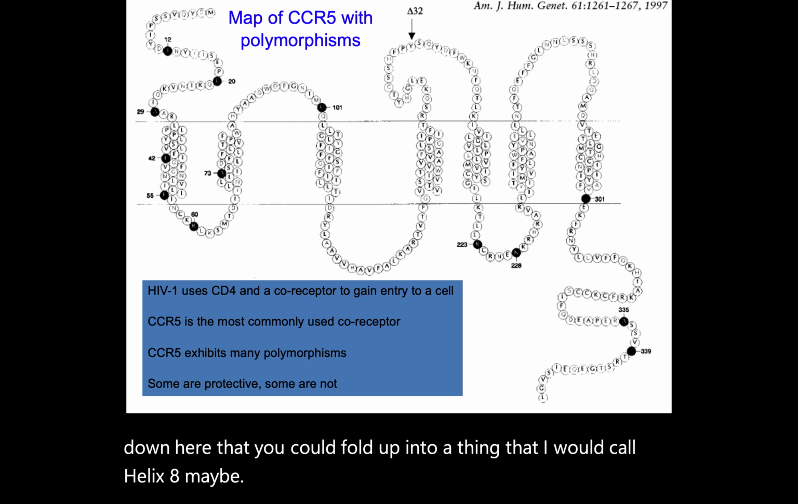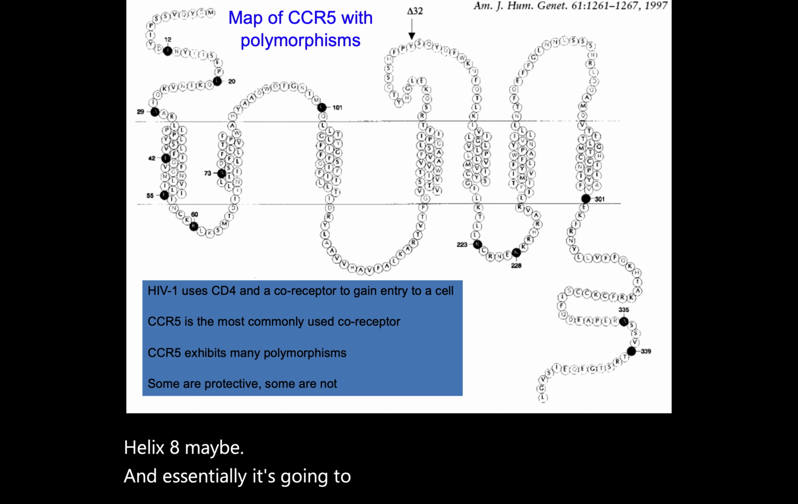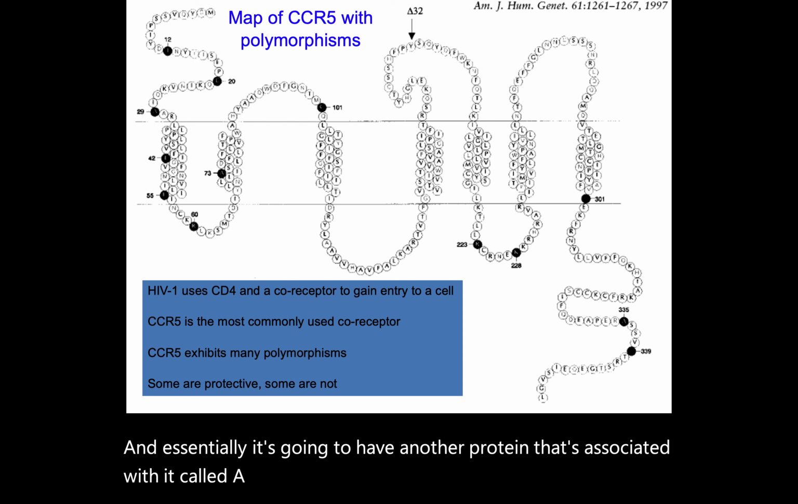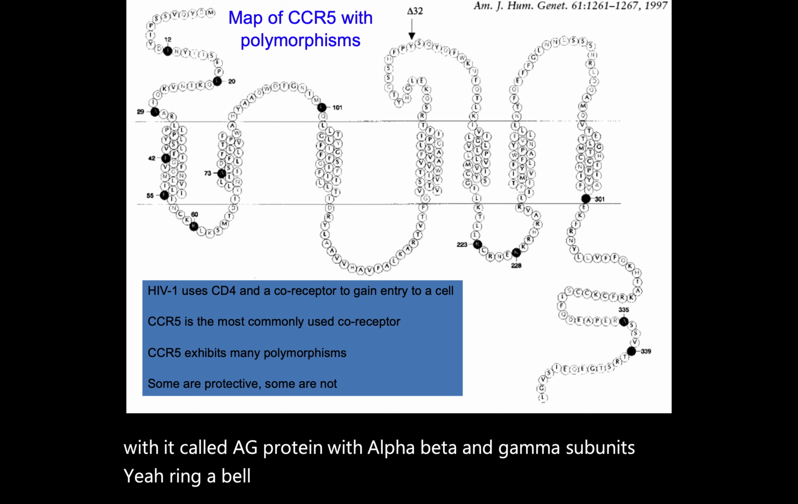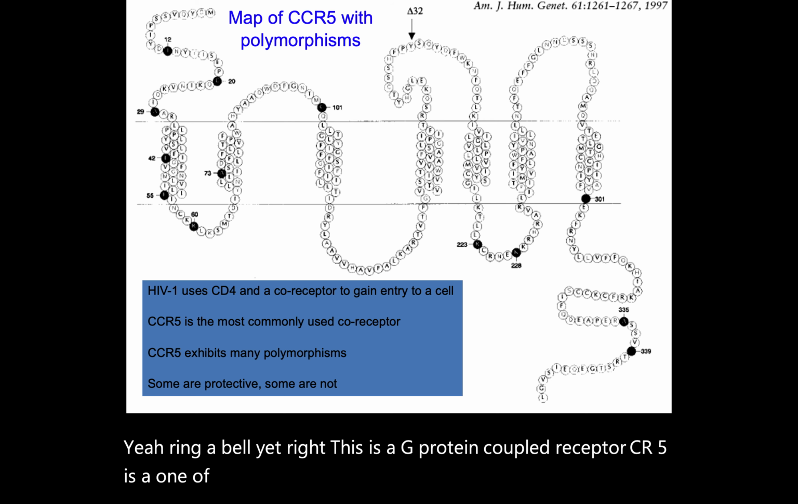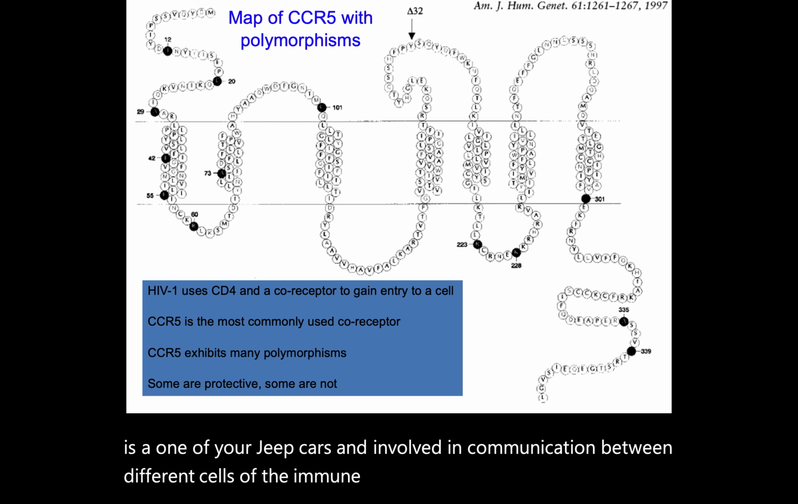And essentially it's going to have another protein associated with it called a G protein with alpha, beta, and gamma subunits. Ring a bell yet? Right. This is a G protein coupled receptor. CCR5 is one of your GPCRs, and it's involved in communication between different cells of the immune system. But this is also the protein that HIV is trying to grab onto.